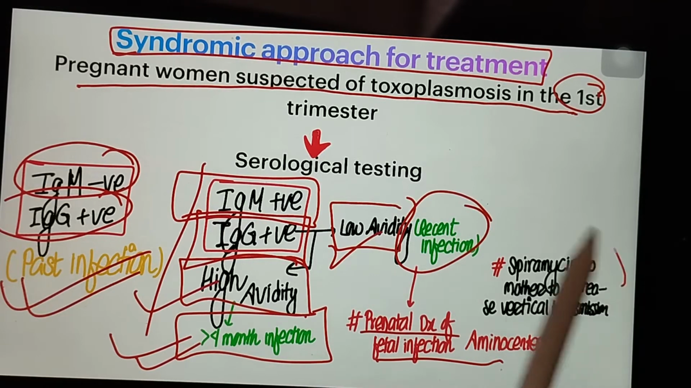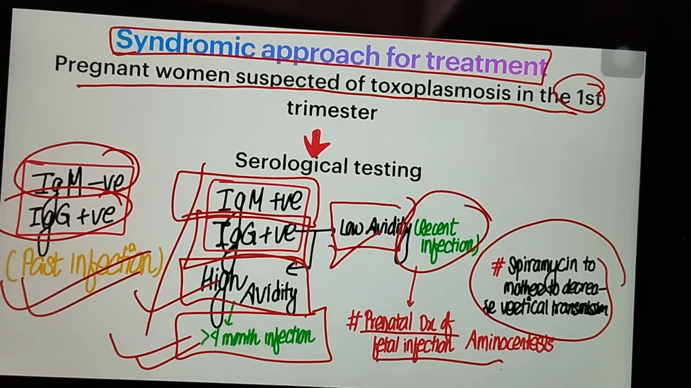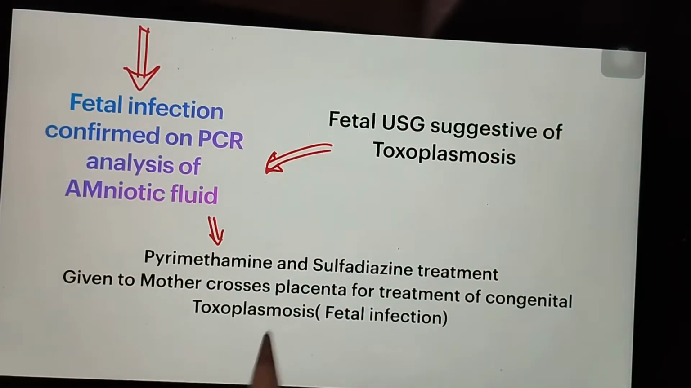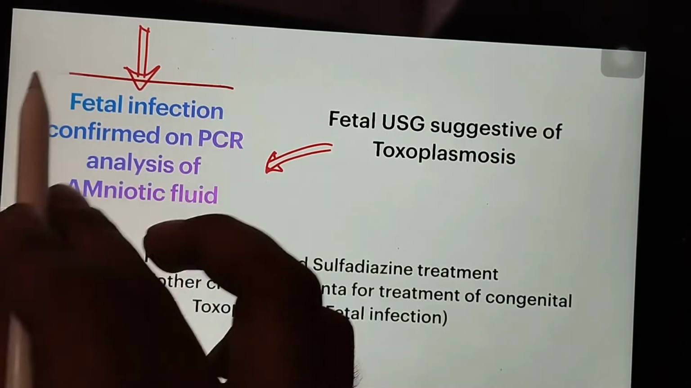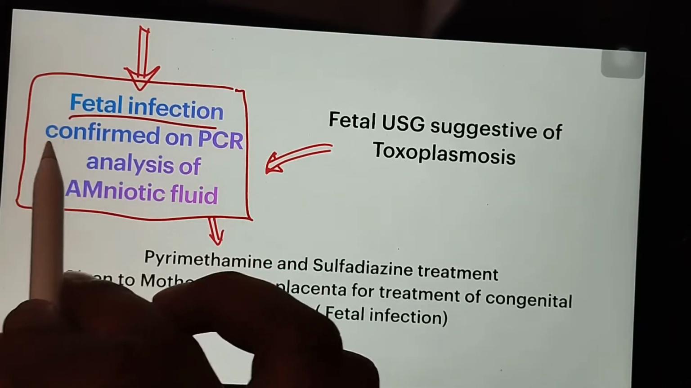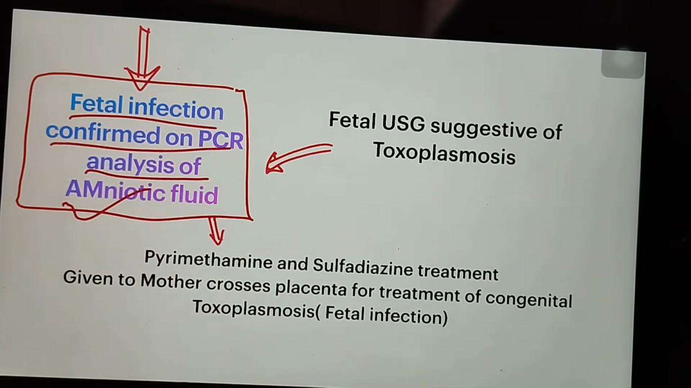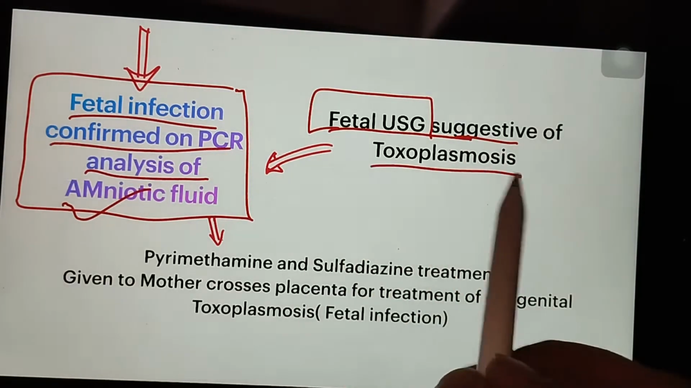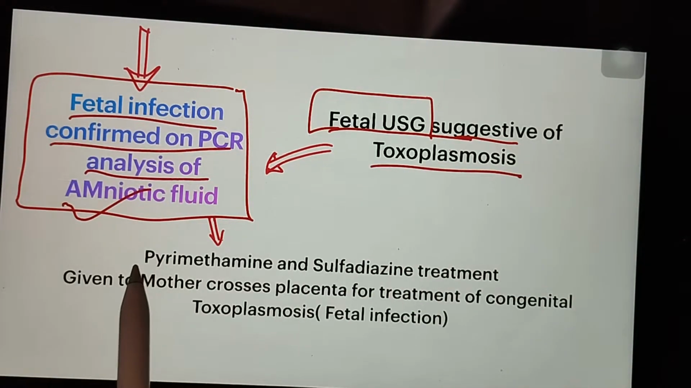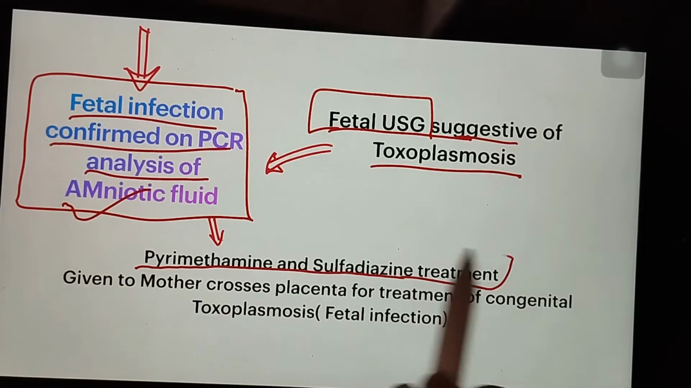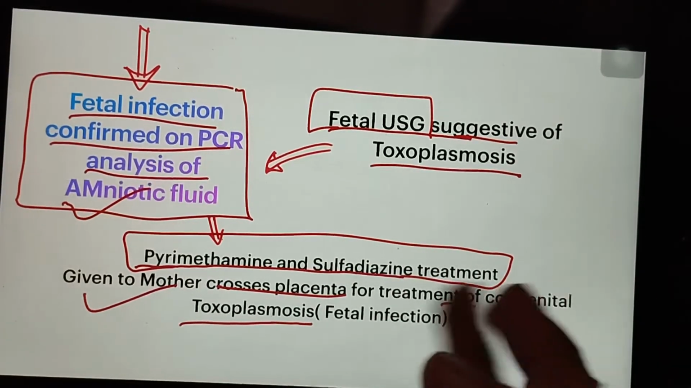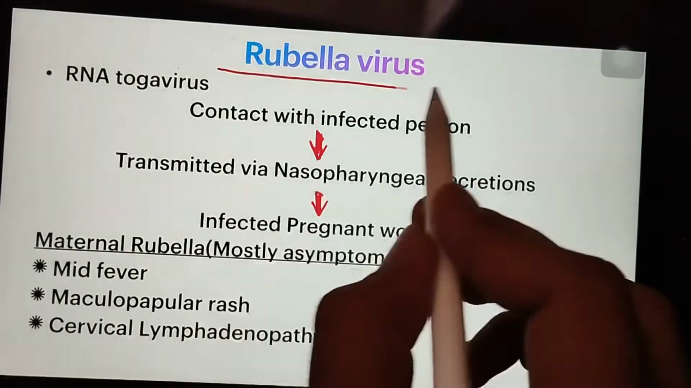Spiramycin also has to be given to the mother to decrease the vertical transmission of this disease. Fetal infection is confirmed by PCR analysis of amniotic fluid, and fetal ultrasound can also be done, which suggests toxoplasmosis. Then we have to give pyrimethamine and sulfadiazine treatment to the mother, which crosses the placenta for treatment of congenital toxoplasmosis in the fetus. So next is Rubella virus.